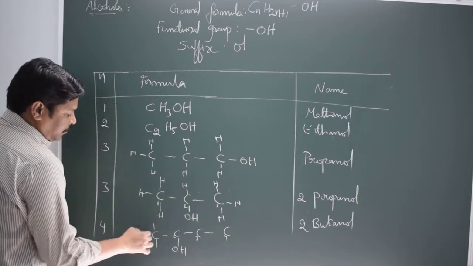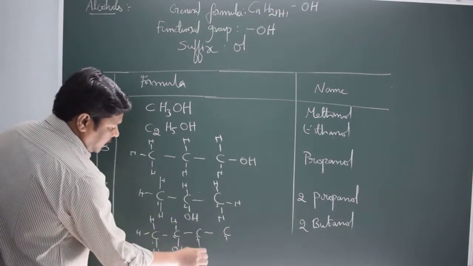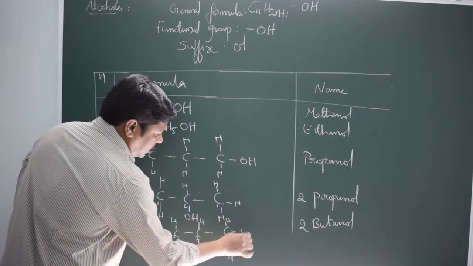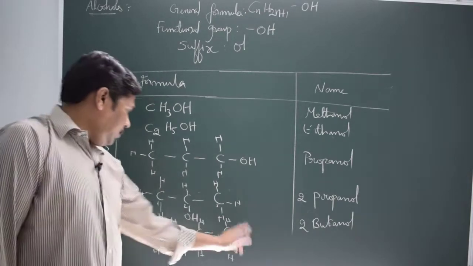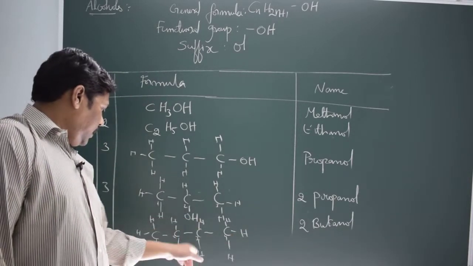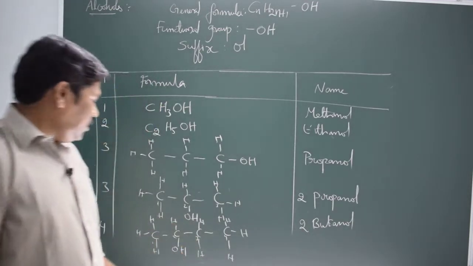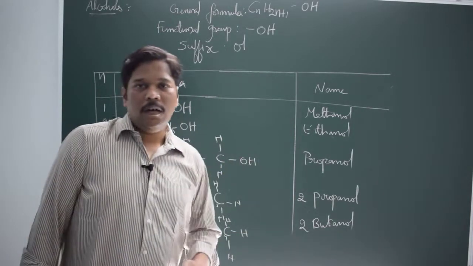Then the remaining valencies we are going to fill with hydrogen atoms. The free electrons are combined with hydrogen atoms. So it will be C4H9OH: 1, 2, 3, 4, 5, 6, 7, 8 and 9 hydrogen atoms. That is correct. This is the correct structure of butanol. So this is about the nomenclature of the alcohols.